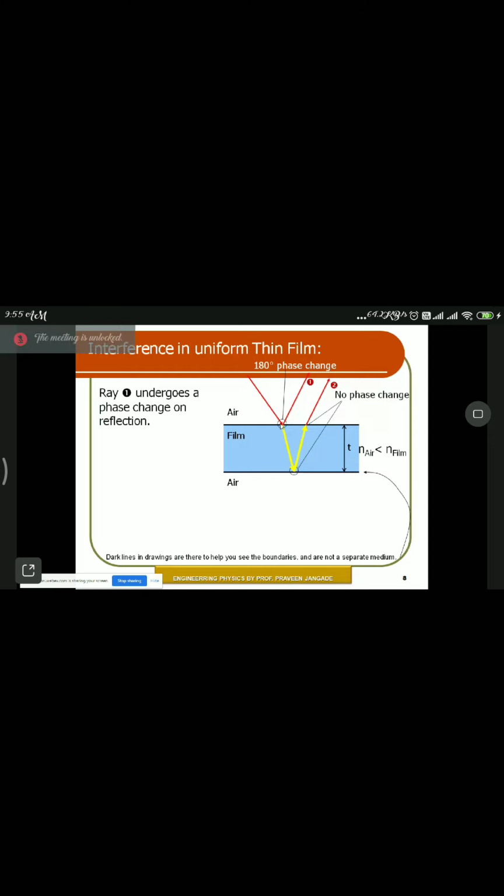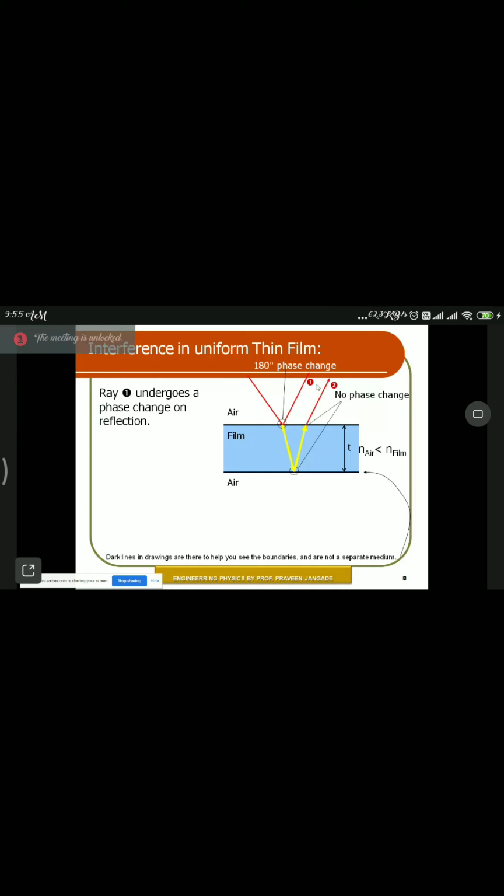It is because of the reflection from denser to rarer medium, but in ray 2 there is no phase change because it comes out directly through the internal surface, or internal film area. So this is how we are able to get ray 1 and ray 2.